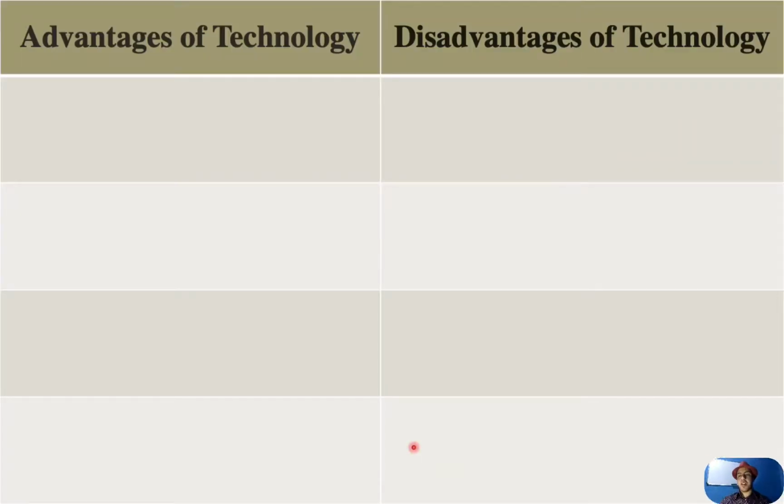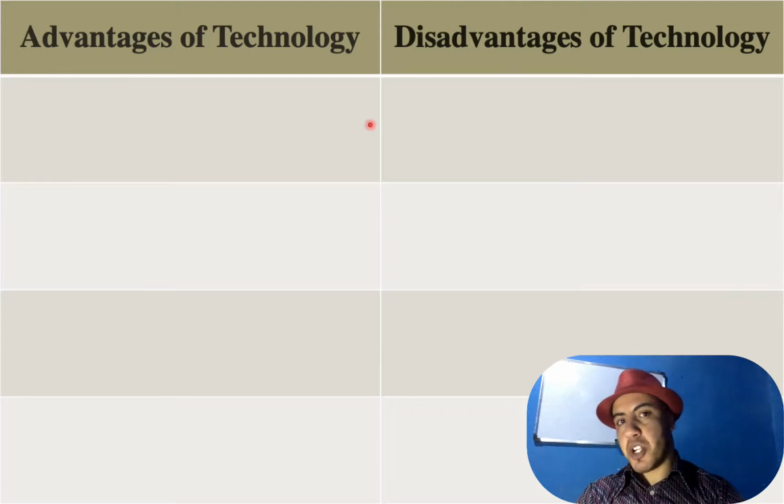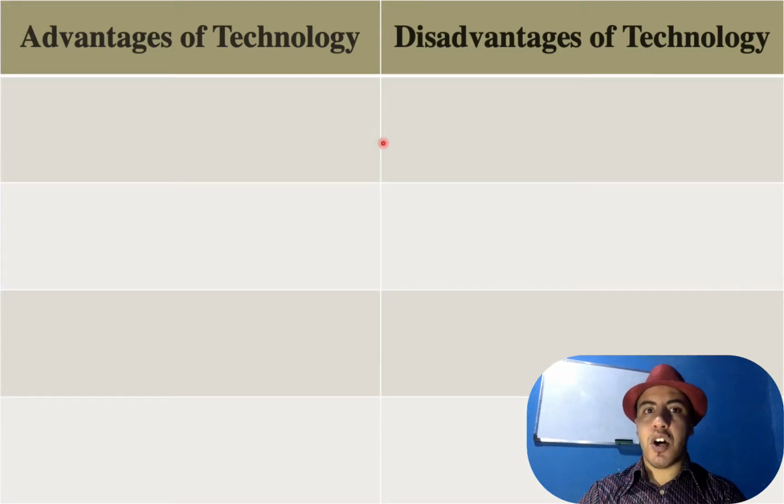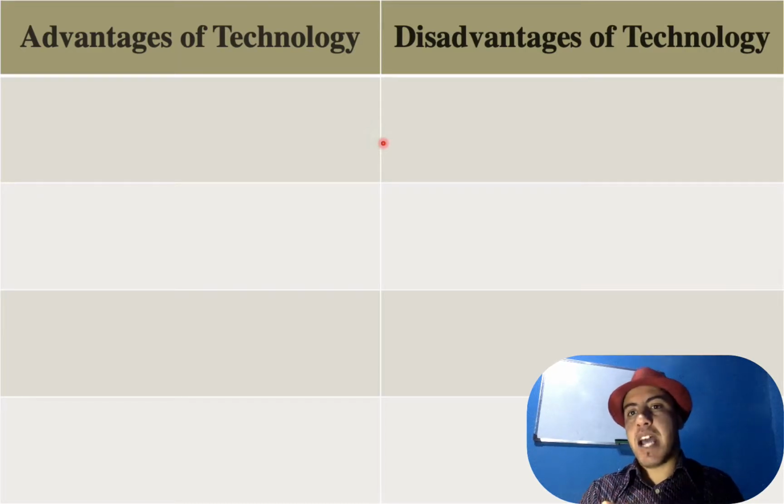Okay, so now what I want you to do is think about some advantages of technology and disadvantages of technology, because as we know, technology is not always beneficial for people. We have some good aspects and some bad aspects concerning technology. So I want you to write a paragraph, and in this paragraph you try to talk about the advantages and disadvantages of technology.